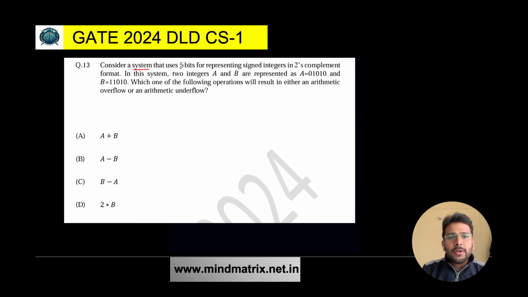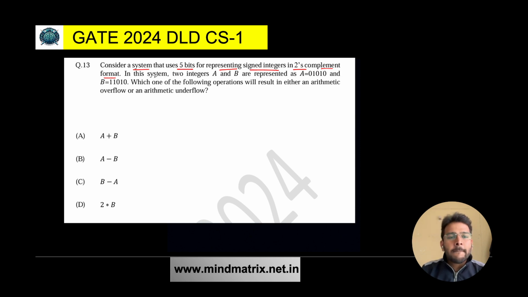Consider a system that uses 5 bits for representing signed integers in 2's complement format. What are signed integers? That means they can have negative and positive value both, right? Unsigned integers means they can have just positive values. Negative values are not allowed. So signed integers it is talking about, and it is of 5 bits, and it is in the 2's complement format.